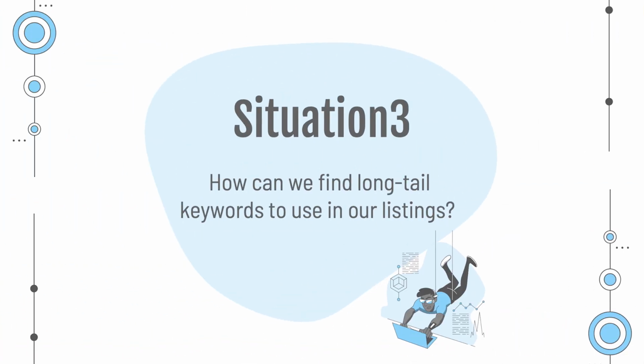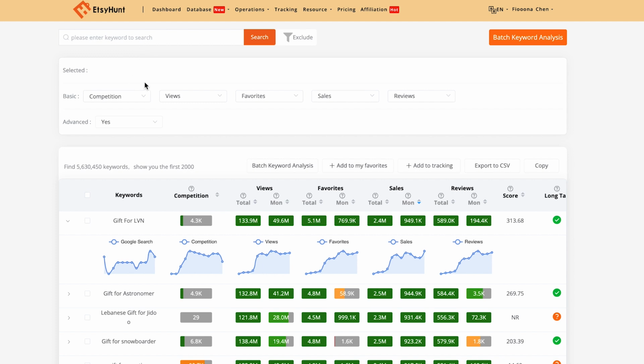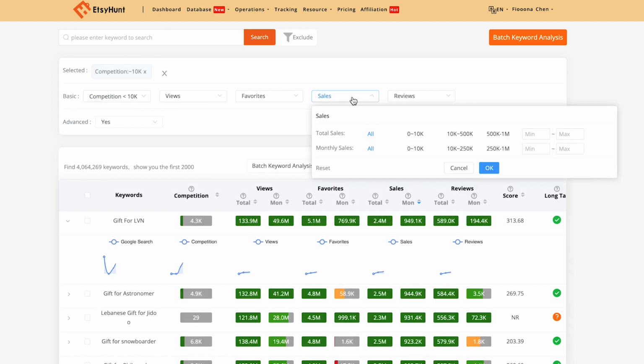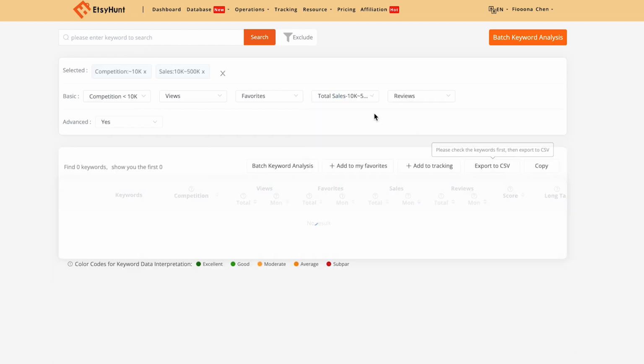We all know that long-tail keywords are usually phrases consisting of multiple words, characterized by their longer length. They have relatively lower search volumes, but also lower competition. The advantage of long-tail keywords is that they have more specific search intent, allowing you to more accurately target the needs of potential customers. So how can we find long-tail keywords to use in our listings? Let's take a look at how to find long-tail keywords.